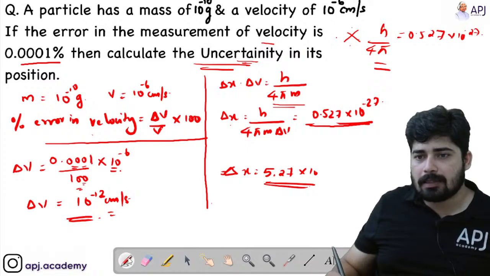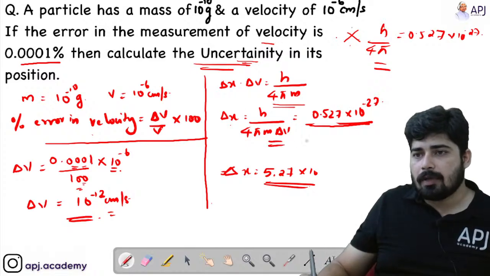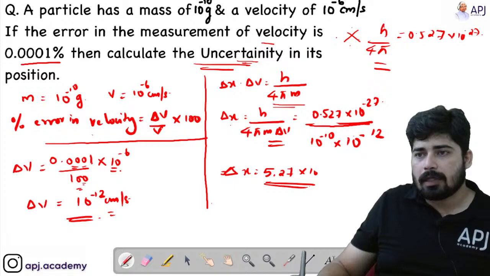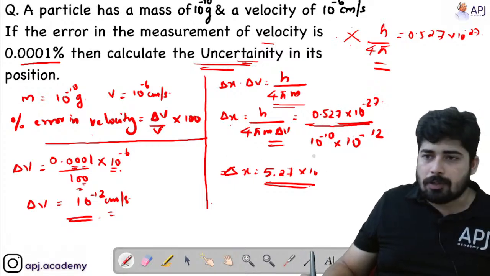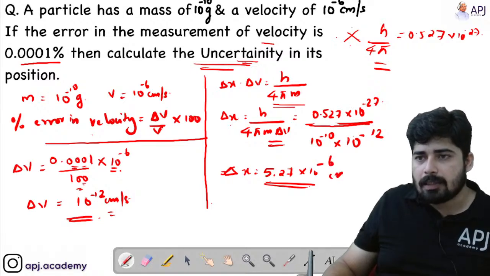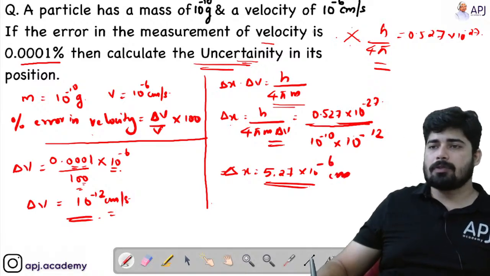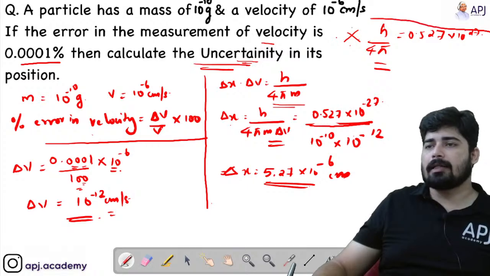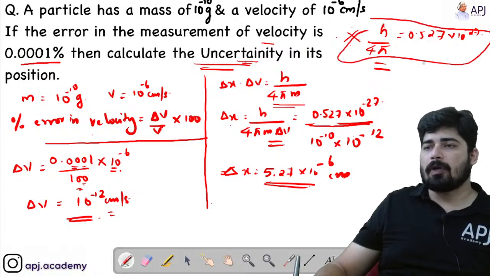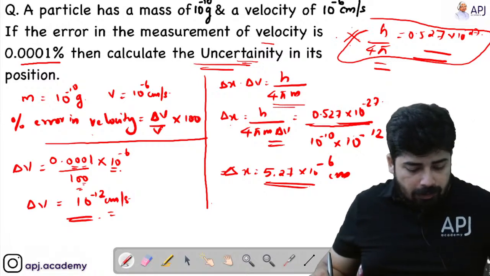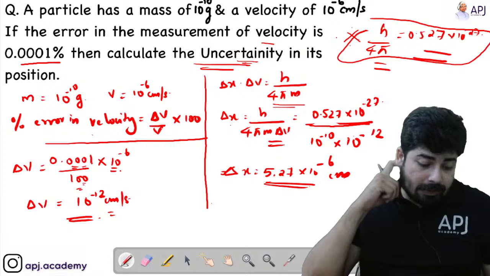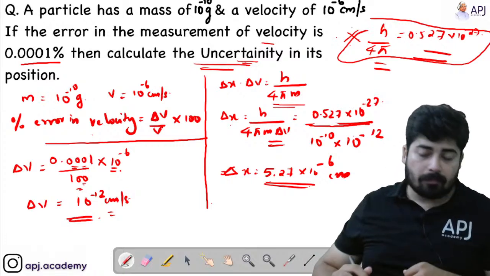That is the value of mass and delta V, these two values: 10 raised to minus 10 into 10 raised to minus 12. So we get the value equal to 5.27 into 10 raised to minus 6 centimeter. So this has helped us a lot, right? h by 4 pi is equal to 0.527 into 10 raised to minus 27. Hope this is clear, students. Yes, please let me know in the comment section.